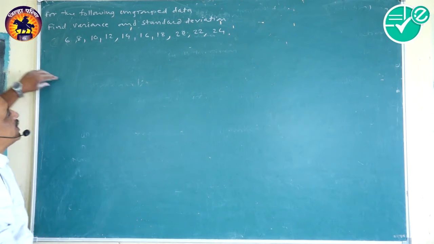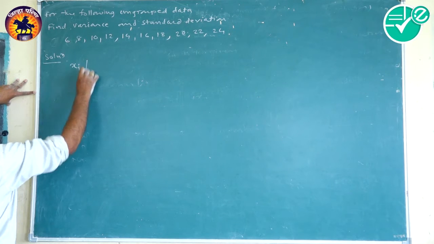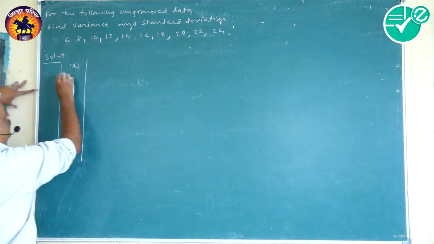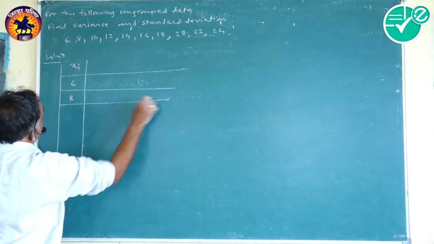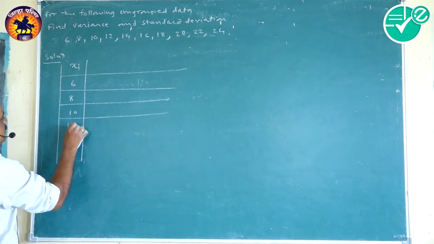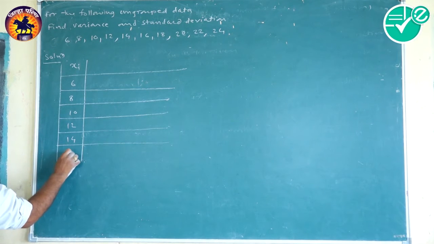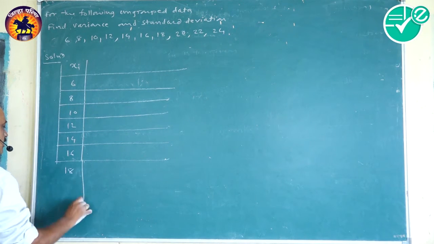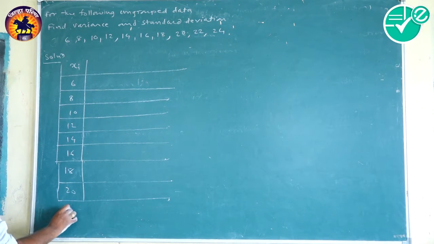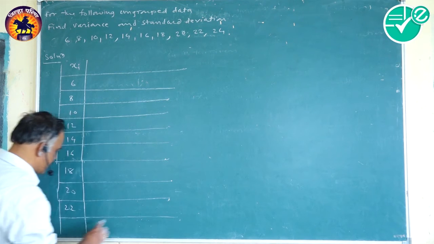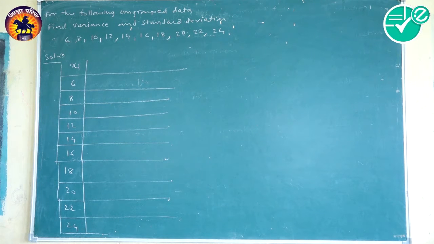Once again, let's solve the problem by using the table solution. The first column will be the given data xi. What are the values of xi? 6, then 8, then 10, 12, 14, 16, 18, 20, and 22. Well, one more value is given to you, and that is 24. These are the values of x.